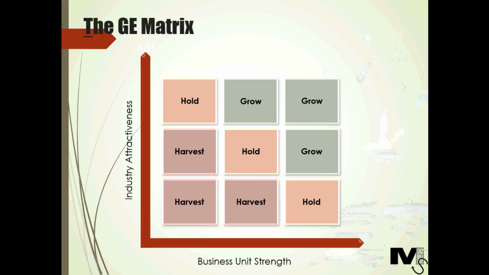The GE matrix is also called the 9-box matrix or the 9-box grid for obvious reasons. To use the matrix, you need to plot your strategic business units into one of the 9 grids of the matrix. Business units can, however, also fall between the multiple boxes in the grid. As you can see, the matrix has an x-axis and a y-axis. Let's look at these to begin with.